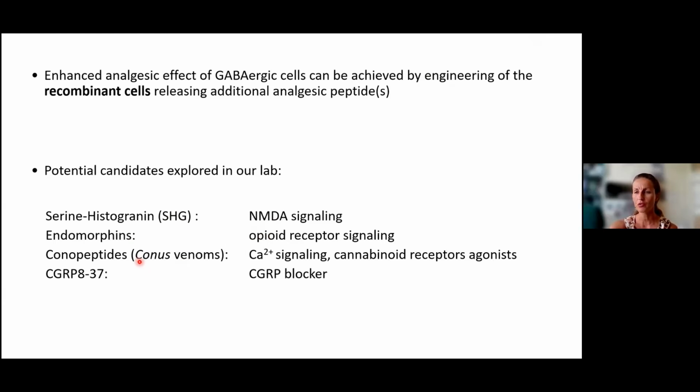Then we're doing a lot of research with the conopeptides. Those are the peptides derived from the conus venom. The ones we are using right now affect the calcium signaling, and we are looking for other compounds within those venoms that may also target the cannabinoid receptor signaling. And the other peptide that we're using was CGRP 8-37 in our pain models in migraine, but I will not be presenting this one. But this is also one of the peptides that can be used for gene therapy or cell therapy in our pain models.